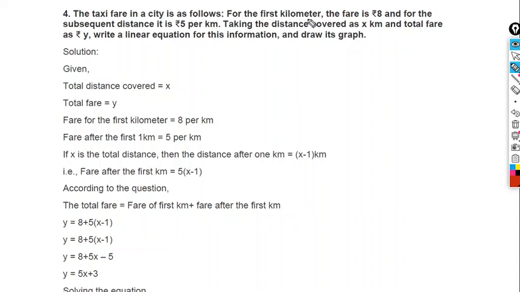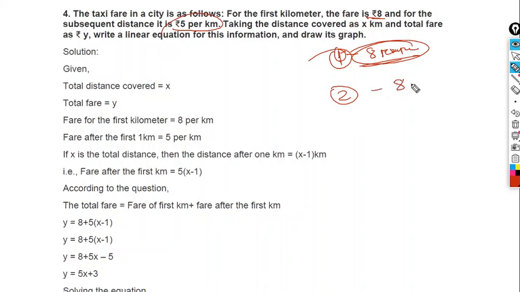For the first kilometer, the fare is ₹8. OK, so for the first kilometer, wherever you have to go, you will have to pay ₹8. So you have to pay ₹8 for the first kilometer, and for the subsequent distance ₹5 per kilometer. So if you are going 2 kilometers, for the first kilometer you pay ₹8, and for the next kilometer you pay ₹5. If you go another 1 kilometer, then you pay another 5, like this.